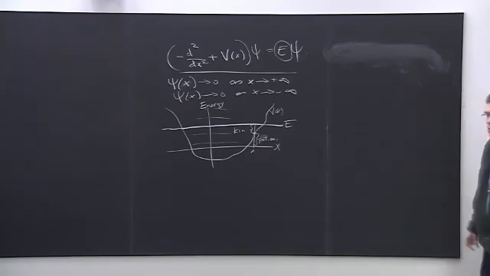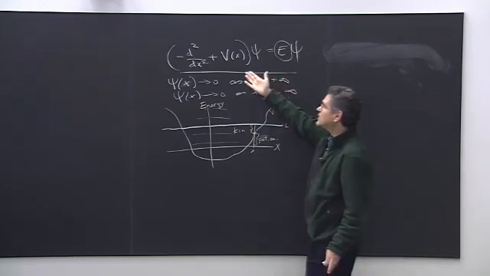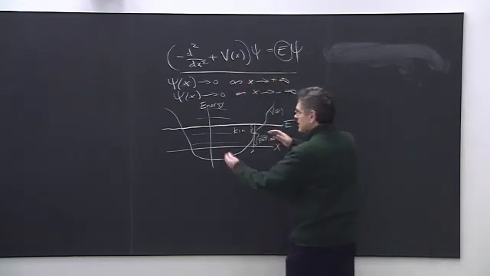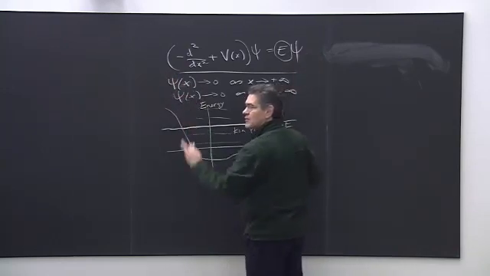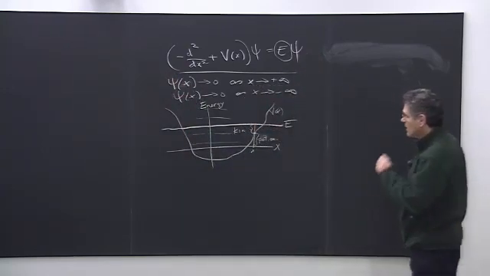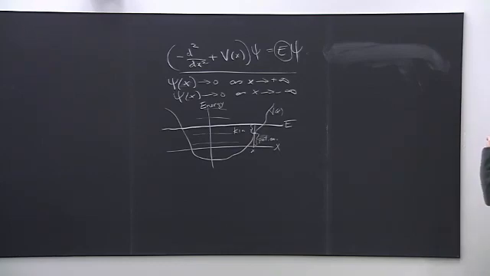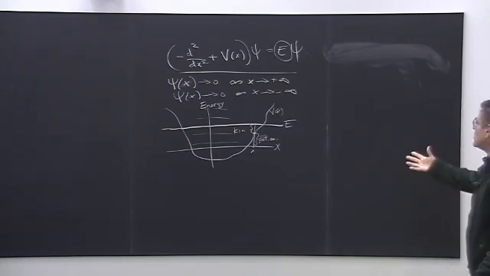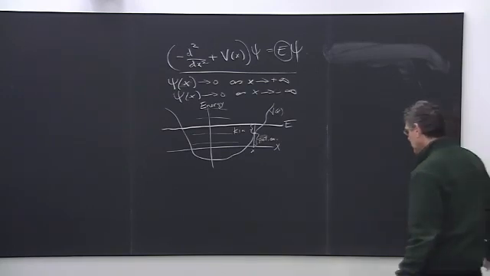to solve this problem, this is an arbitrary function, v of x. It's arbitrary except for the fact that we want the function, let's say, to rise at infinity like this. To solve the problem is impossible. To solve it exactly is absolutely impossible. Nobody knows how to solve a differential equation like that.